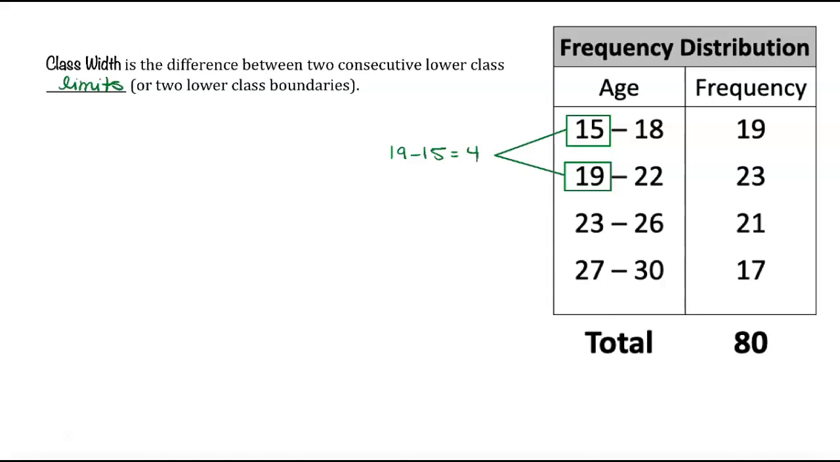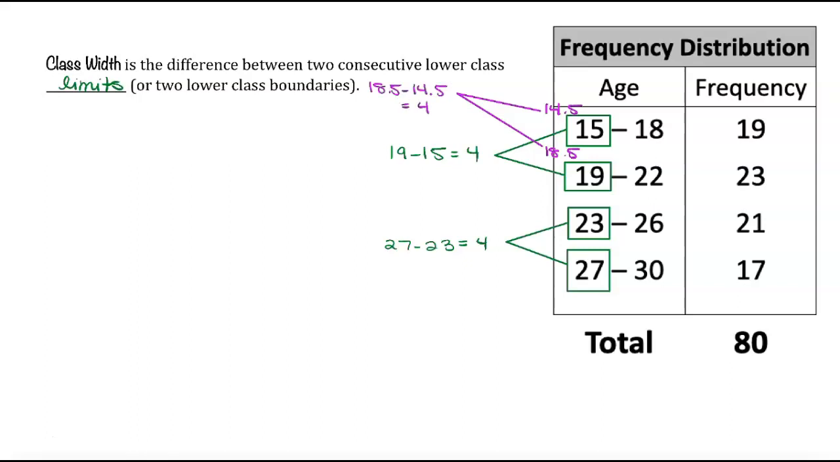Notice that I would get 4 no matter which 2 consecutive lower class limits I chose. If I look at the last 2 classes, I have a difference of 27 minus 23, or 4. Recall that our first 2 lower class boundaries were 14.5 and 18.5. If I looked at these 2 consecutive lower class boundaries, we have a difference of 18.5 minus 14.5, or still 4. So regardless of looking at lower class limits or lower class boundaries, we have the same class width, and this is a consistent difference throughout consecutive classes.